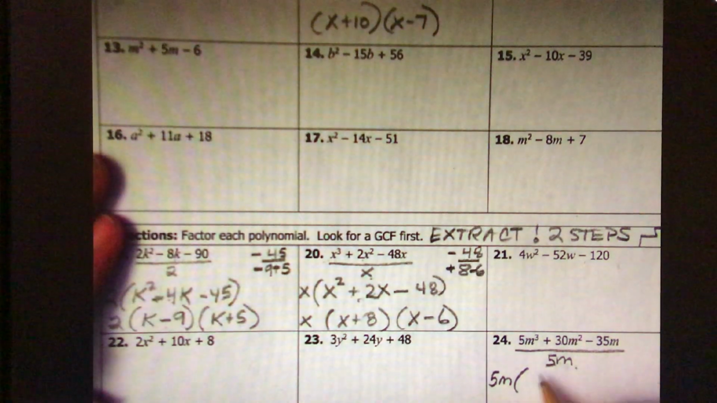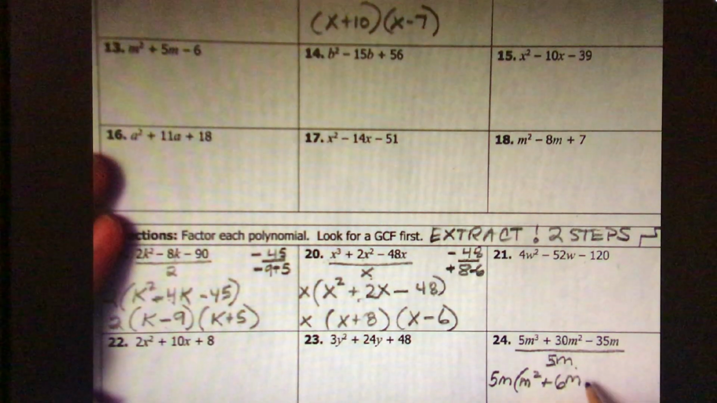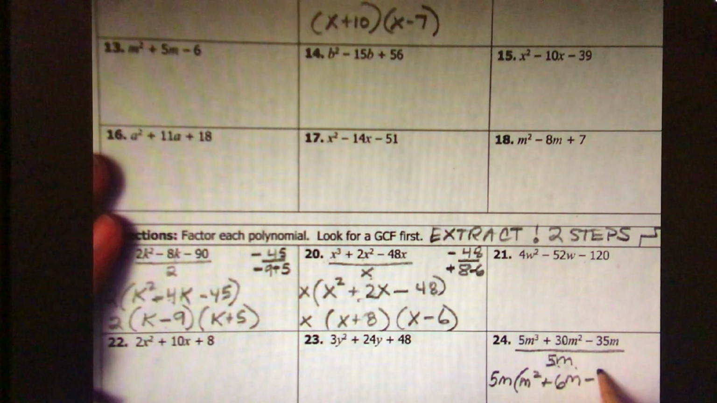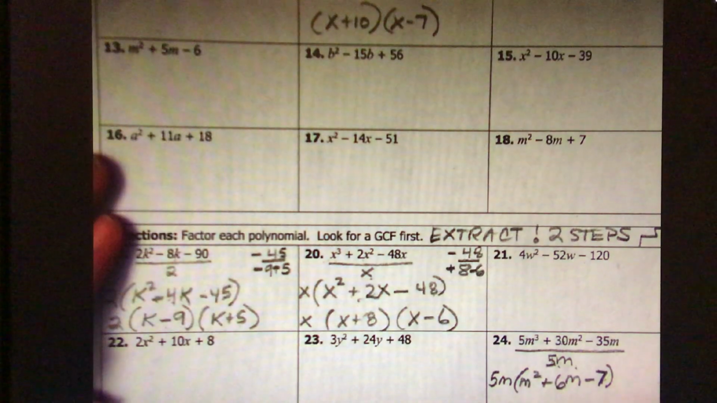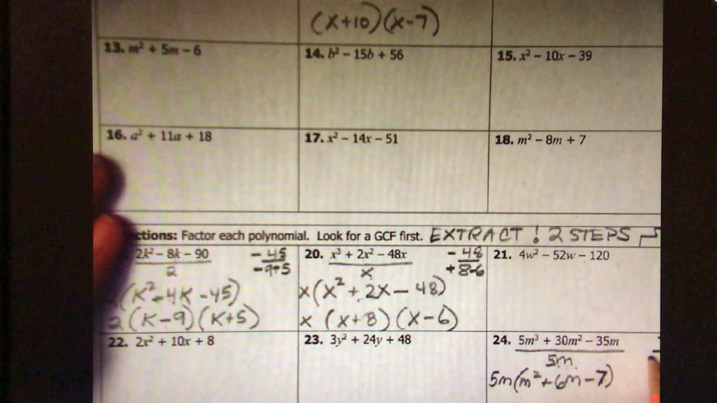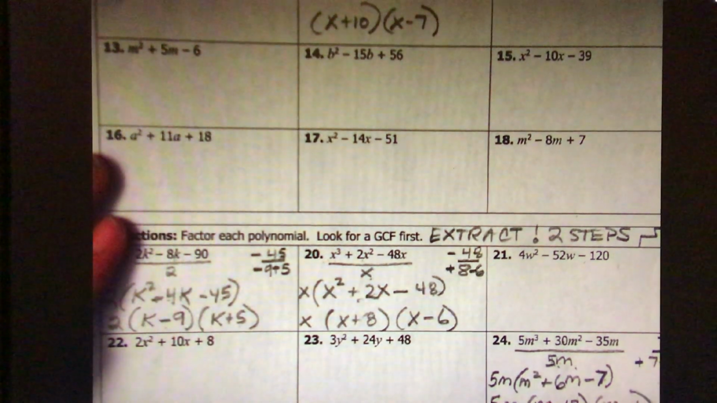And then I'm going to divide everything. So what I have left over is m squared plus 6m minus 7, and the m's become 1. Okay, now we've got a prime number 7 here, so I think I already know where this is going, but 7's factors are 7 times 1, and I'm going to end up with a positive 6. So I'm going to have the light side winning, and the dark side is not. 5m, and then m plus 7, m minus 1.